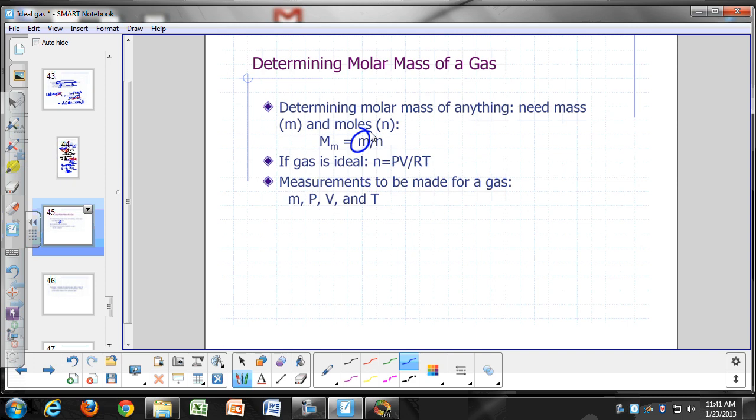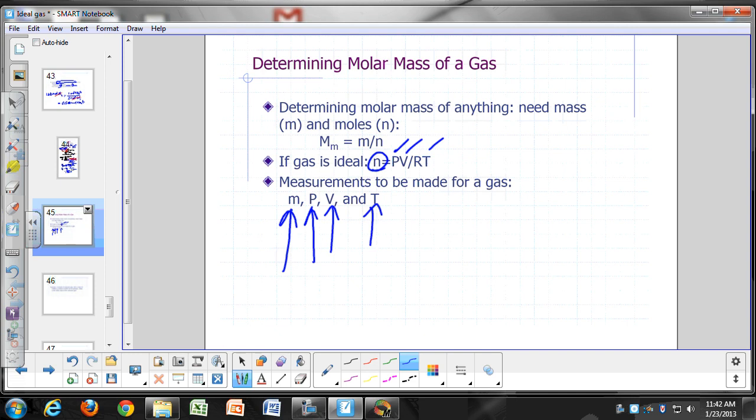So if you have a sample, you can weigh the sample, get the mass, and if you have a way to find the number of moles in that sample, mass divided by number of moles gives you molar mass. Now, if the gas is ideal and you have a way of getting the mass of the gas, and you can measure the pressure, the volume, and the temperature, you can also calculate the number of moles of the gas. So, in order to determine the molar mass of a gas, you need to measure the mass, pressure, volume, and temperature of your sample, and you can get molar mass.